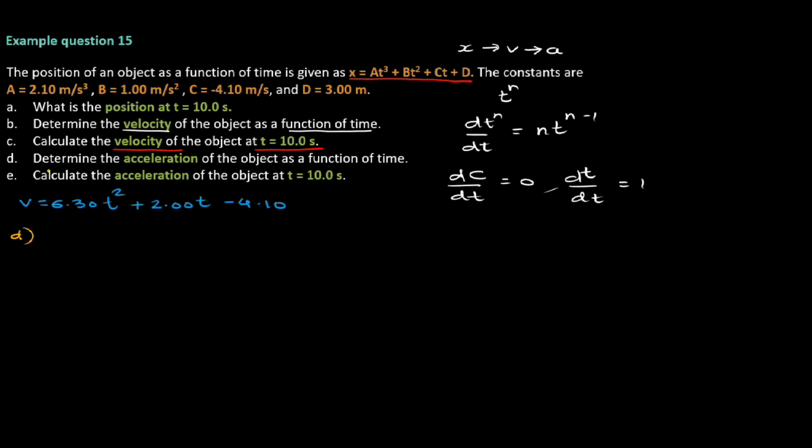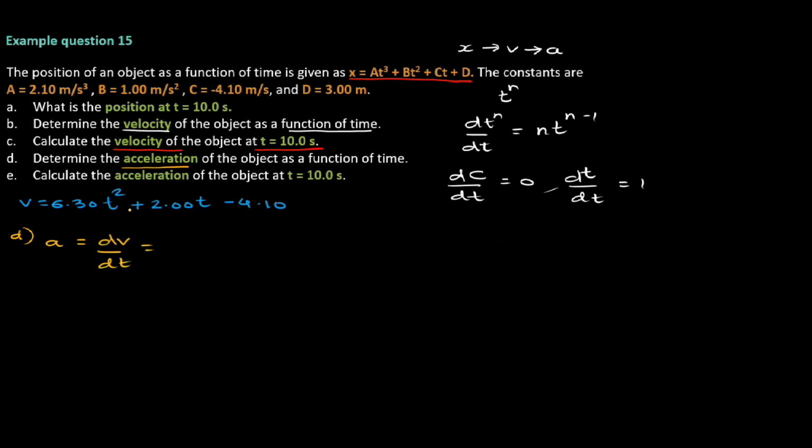In part D, we have to determine the acceleration of the object as a function of time. We already have velocity function from part B, and I can find the acceleration function from this velocity function by taking derivative. So like I said before, if I have velocity and I want to find acceleration, I need to take derivative of this velocity function to find a. So let's do that. I write acceleration a equals dv over dt.